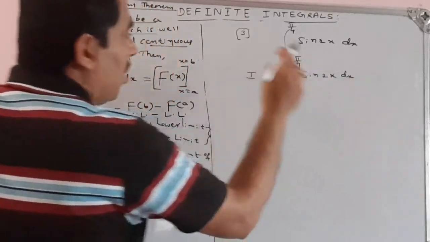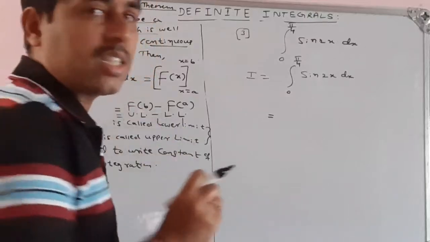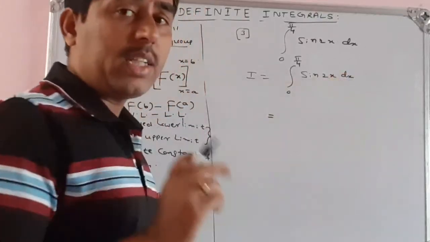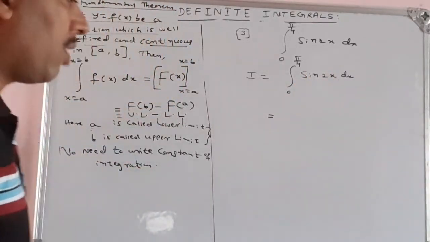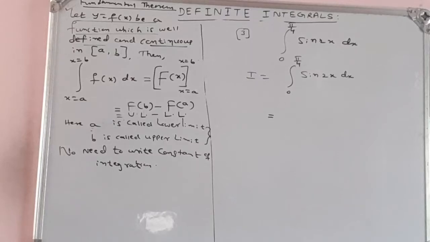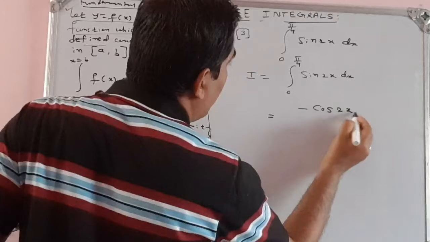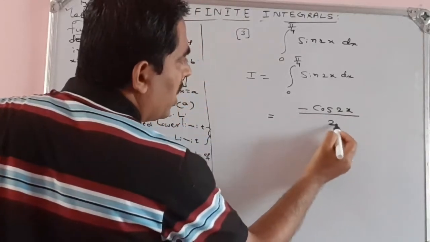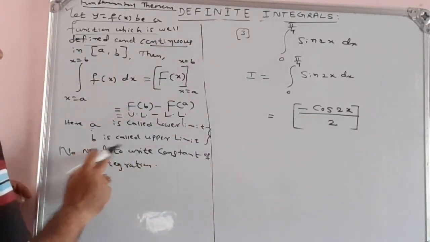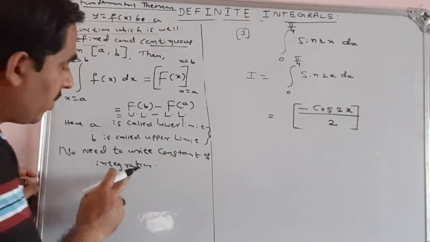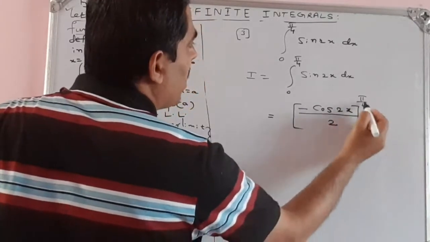Now what is the standard formula? Yes, we have a standard formula. Integration of sine x is minus cos x. In place of x we have 2x. We have to write the coefficient of x in the denominator in the integration. So integration of sine 2x is minus cos 2x divided by 2. Don't write the constant of integration. There is no need to write the constant of integration while calculating a definite integral. Only we have to write the upper limit and lower limit.